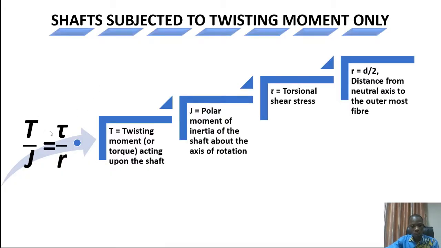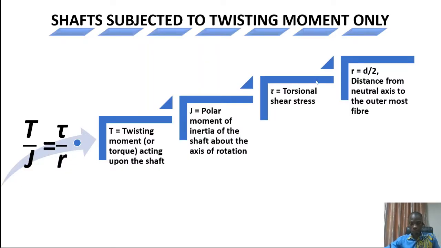T divided by J equals tau on R. The T is the twisting moment or the torque that is acting on the shaft. Then we have the J, the polar moment of inertia of the shaft about the axis of rotation. Then the tau is the torsional shear stress on the shaft. Then we also have the R, which is equal to the radius, that is the diameter divided by 2, and that's the distance from the neutral axis to the outermost fiber of the shaft.